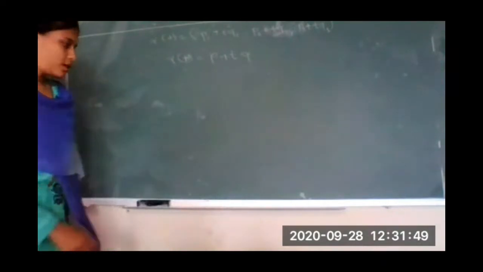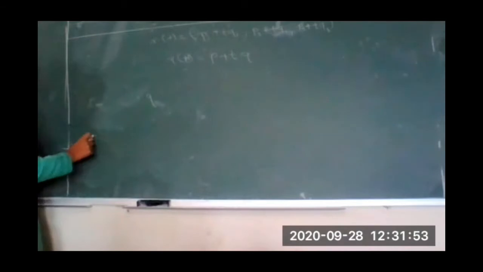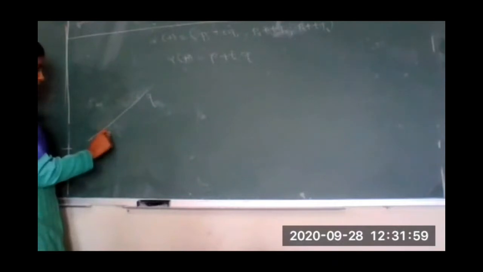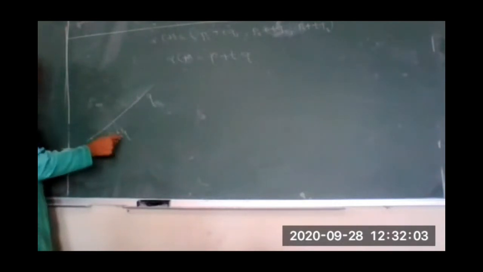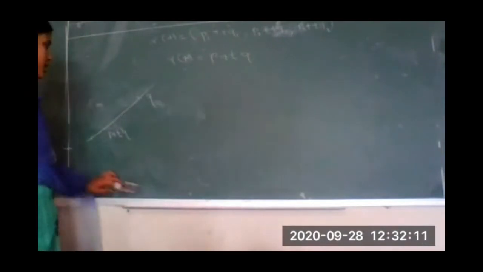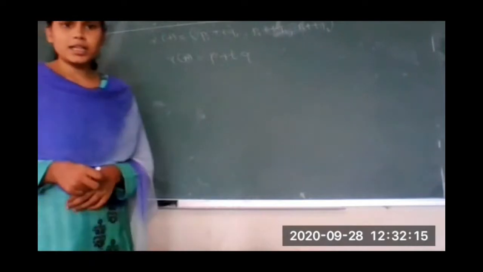Right. We have two points, say P and Q. If I want to join these two points, I can join them with the help of a straight line. And if I have any point in between, I can name it P plus tQ, where t is a parameter, that means it will vary between the two points P and Q. So this is the equation of a straight line in 3D space.